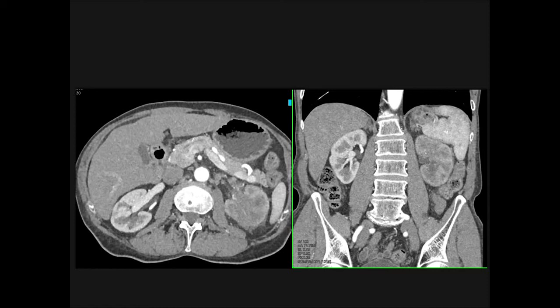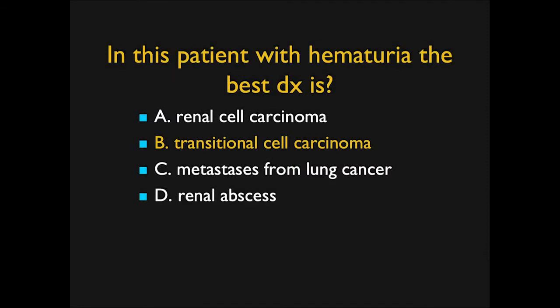You can think about METs, renal abscess. I guess you can have a diffuse pyelonephritis, but just the way it extends to the hilum, and again, it's a little bit tricky based on the lack of images I gave you, and in real practice, you would have some delayed phase imaging as well, but this was a nice example of an infiltration of the kidney by transitional cell carcinoma. Just a really nice example.